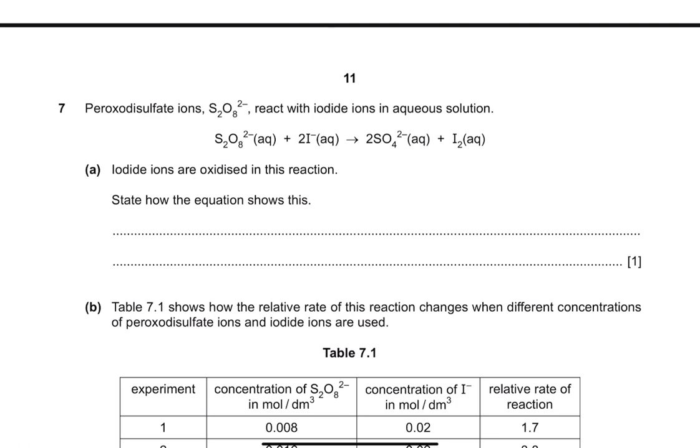Peroxodisulfate reacts with iodide ions in aqueous solution. Iodide ions are oxidized in this reaction. State how the equation shows this. So we'll have to mention that iodide ions are losing electrons because there was a negative charge on them. The oxidation number was -1, but the oxidation number for iodine is equal to 0. So we can say that the oxidation number is increasing, or you can say iodide ions, I minus, are losing electrons.